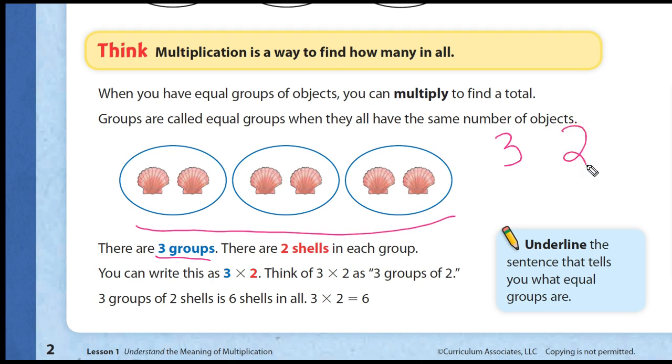So you can write three times two like this, and they have it for you right here. Think of three times two as three equal parts of two. So I have three groups with two in each. What's the total then? Three times two would be what? Six. Three times two equals six. That's one way to use multiplication, by working with equal groups.